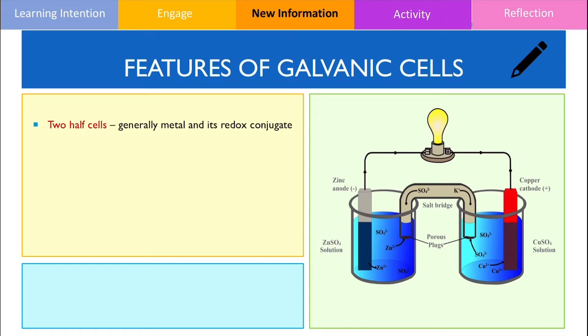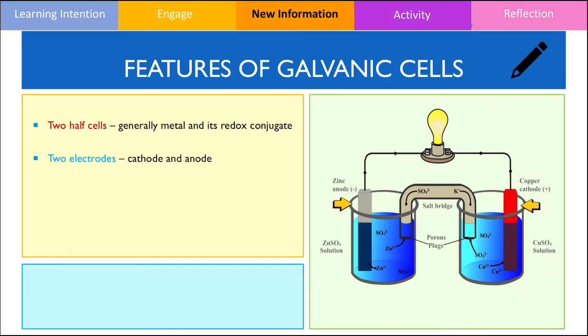I'll first briefly mention what they are, and I'll then explain the purpose of the design features later on. All galvanic cells are made up of two half cells which are generally contained inside a beaker. In most scenarios, each half cell is comprised of a metal and its redox conjugate. So this means that you'll often have a metal placed inside its metal solution. Galvanic cells contain two electrodes, which is a conductive material which allows electrons to flow through it. One of the electrodes is referred to as the cathode and the other is referred to as the anode.